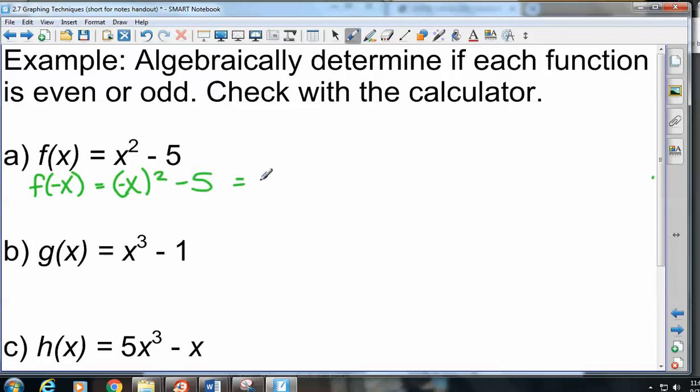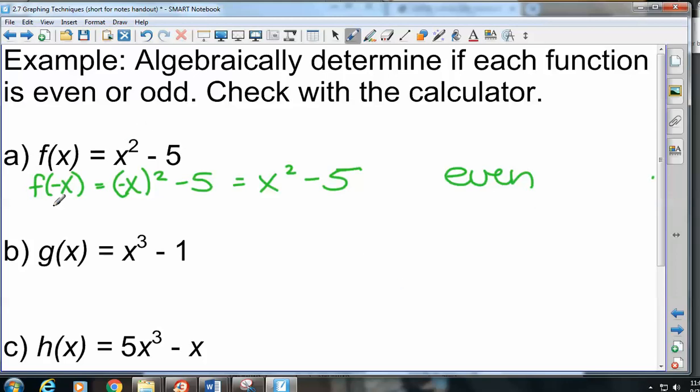If you square a negative, it is the positive x squared. So I put in a negative, I got the exact same thing back. So a positive and negative x give me the same answer. So that means this is even. Symmetric to the y-axis, even.